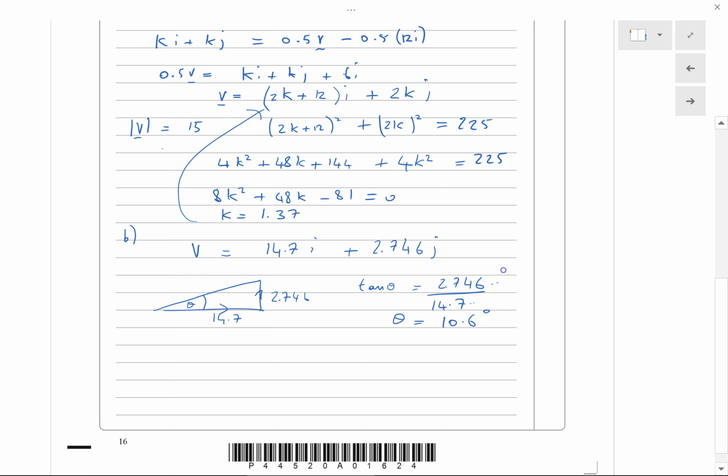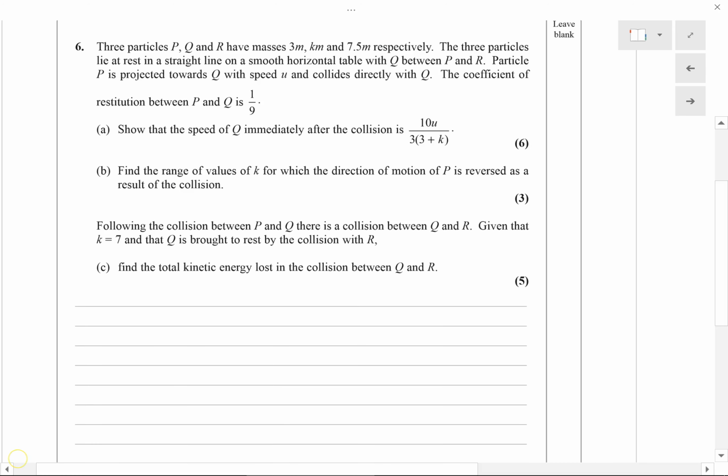Okay, let's have a look at question 6 now. Question 6 is a collisions question. We've got 3 particles. It says that they're initially at rest, but then one of them is going towards it, is given a speed of u.